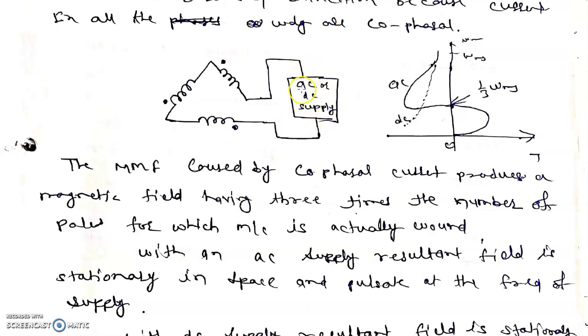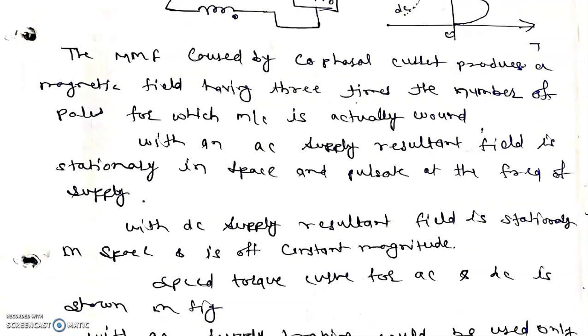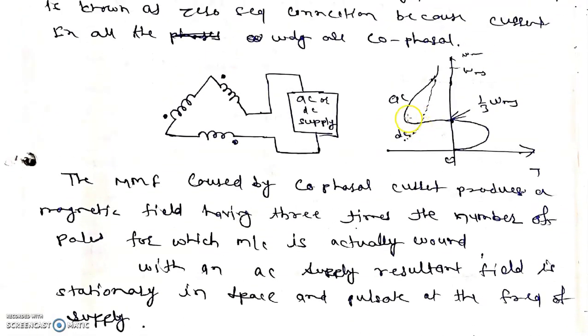What effect will occur when AC or DC supply is connected? The main effect is that the field will become stationary. With an AC supply, the resultant field is stationary in space and pulsates at the frequency of supply, while in case of DC supply, the resultant field is stationary in space and of constant magnitude. The speed torque curves for both cases are shown here. This is the characteristic when we connect the AC supply, while this is the characteristic when we connect the DC supply.